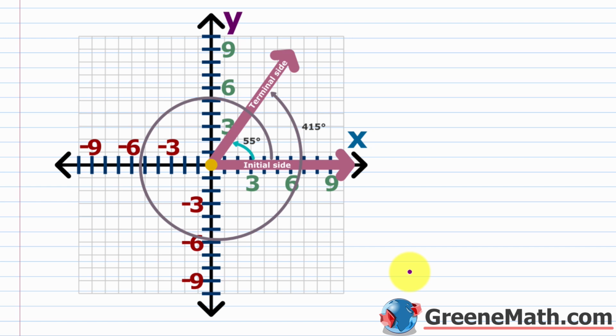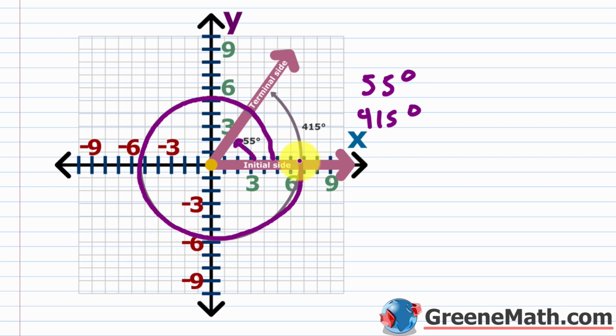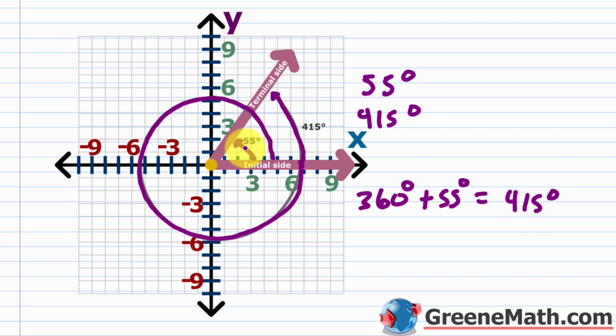But basically, if we look at this first example, you have a 55-degree angle and a 415-degree angle. So the same initial side, the same terminal side. To get the 55-degree angle, we start here and we just rotate here. That's all we do. But to get the 415-degree angle, you're going to make more than one complete rotation. So you're going to go around once, and that's 360 degrees, and then plus another 55 degrees. In other words, you took 360 plus your 55, and this gives us the 415 degrees that we see from that angle.